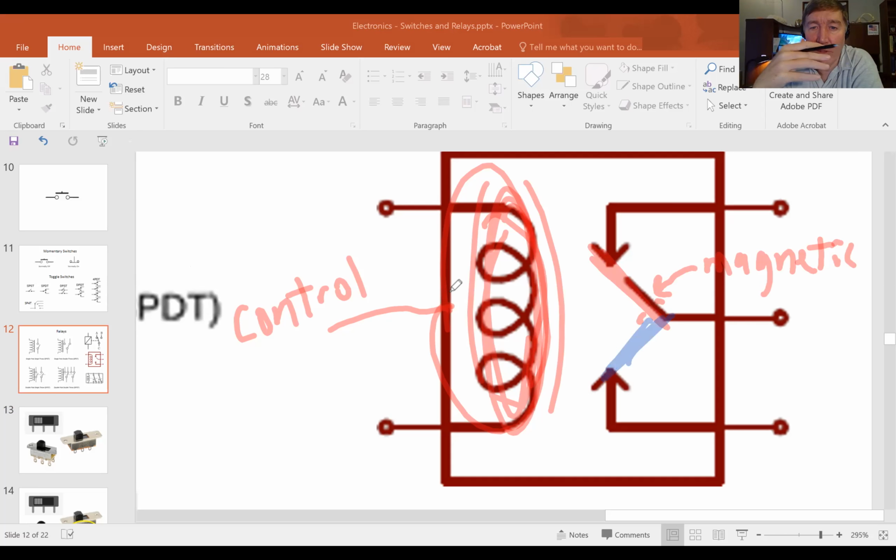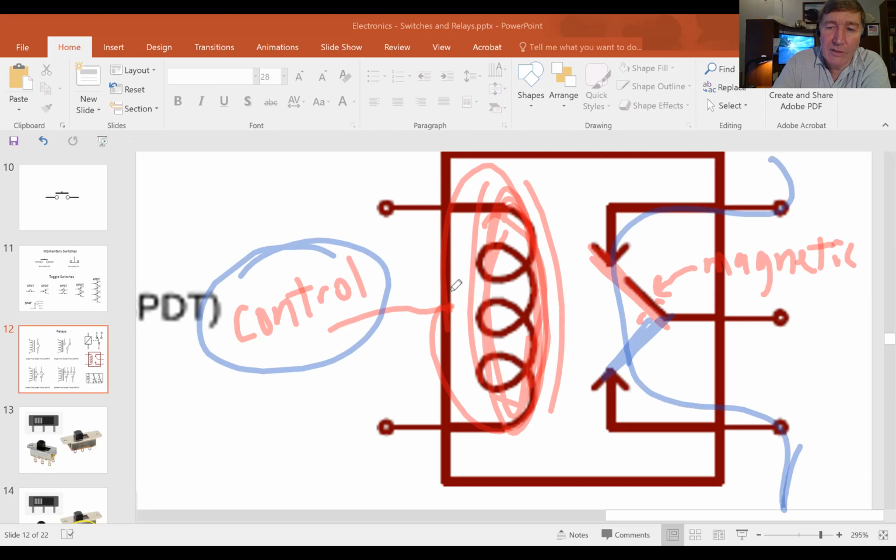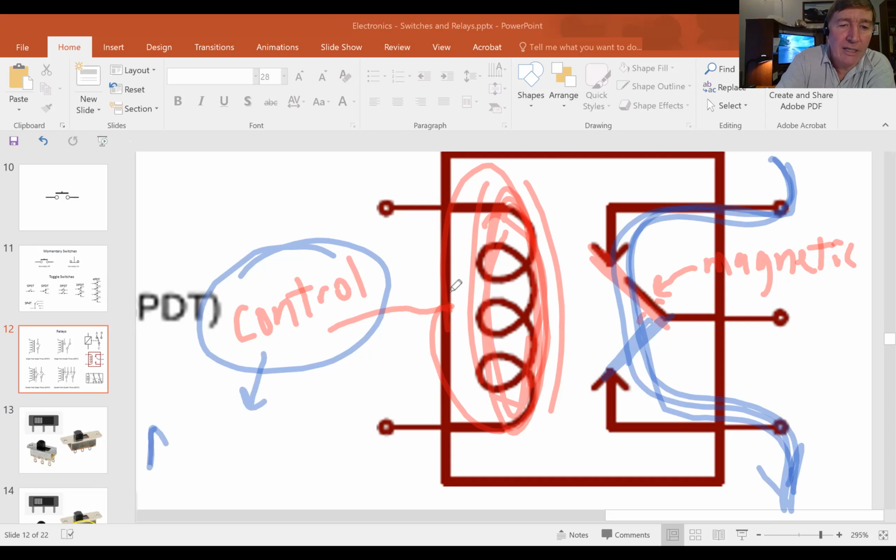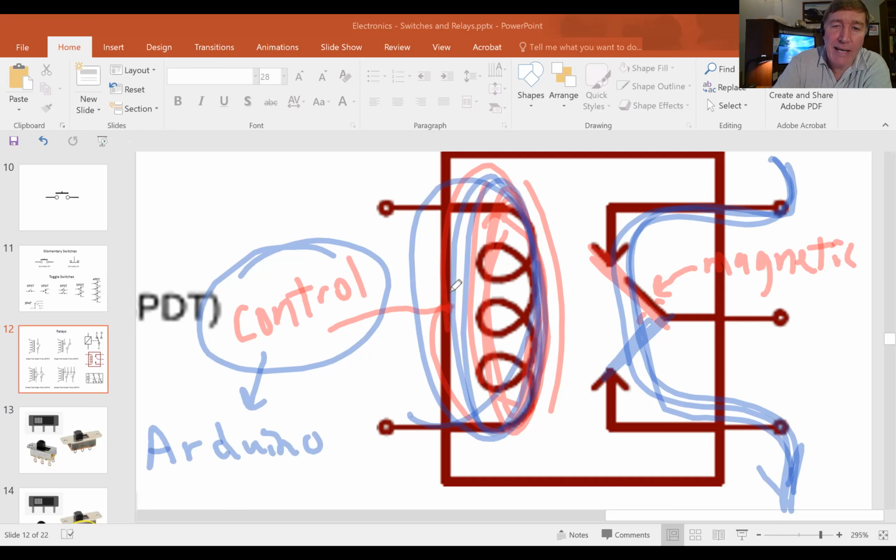So what we can do is we can use the control to turn on and turn off a much larger current. So this control could come from something really weak, like for instance an Arduino. You guys know that Arduinos are wonderful inventions, but they can't put out very much voltage and they can't put out very much current. They can only put out a maximum of 5 volts, and they can only put out a maximum of about 20 milliamps. Now, it turns out that 5 volts and 20 milliamps is enough to turn on this magnet.